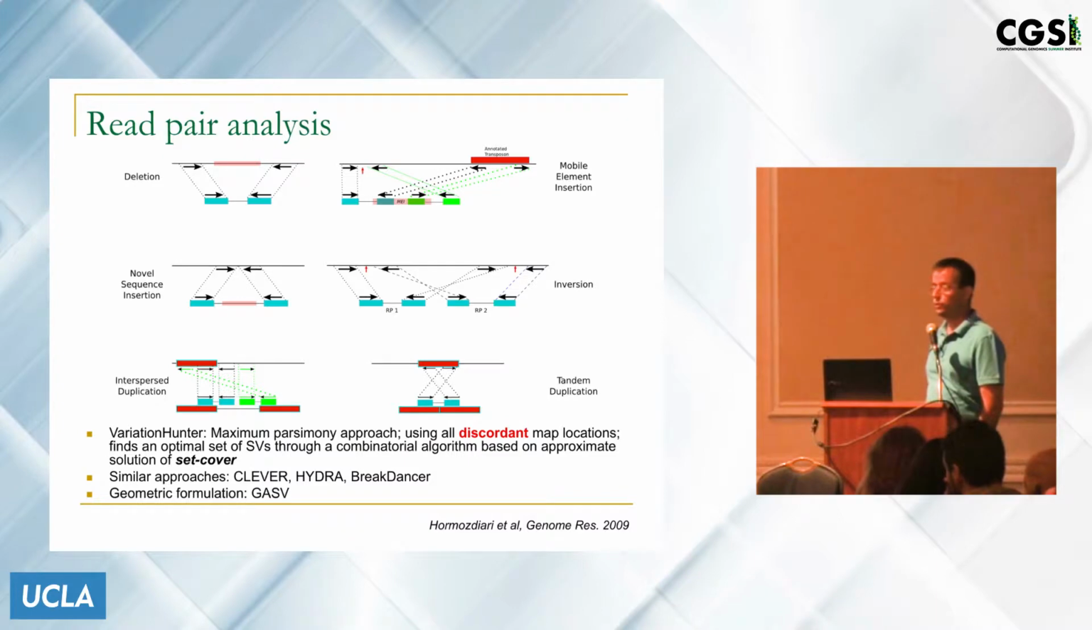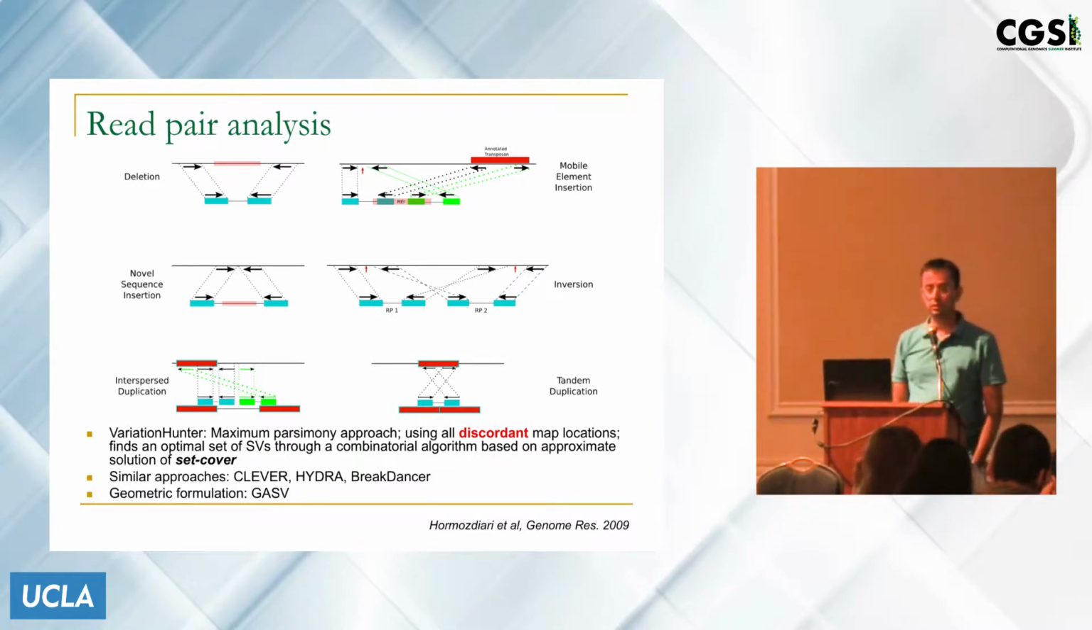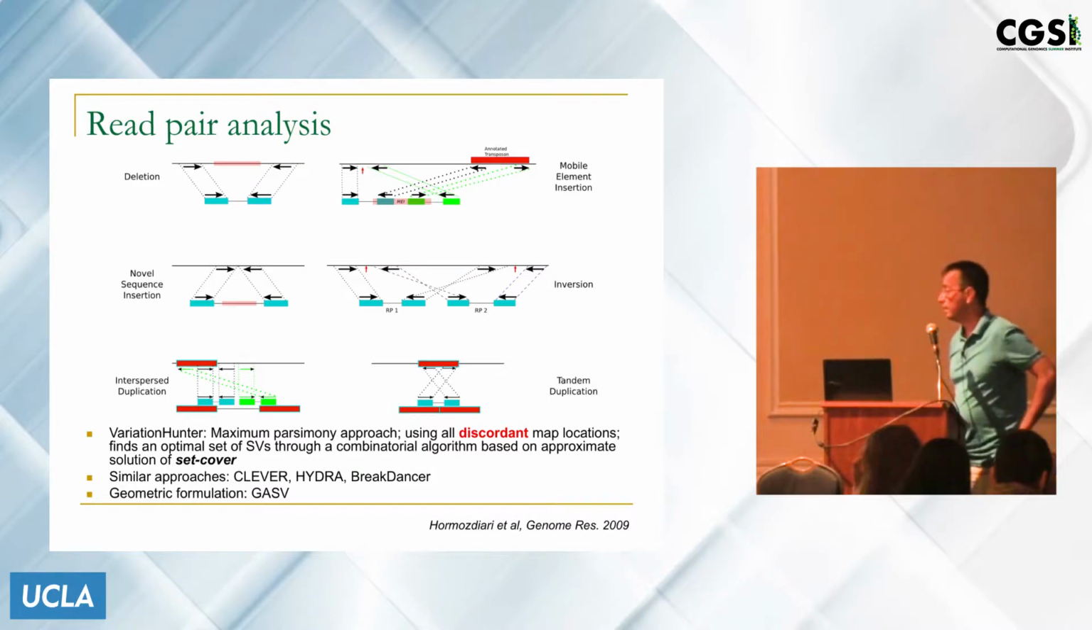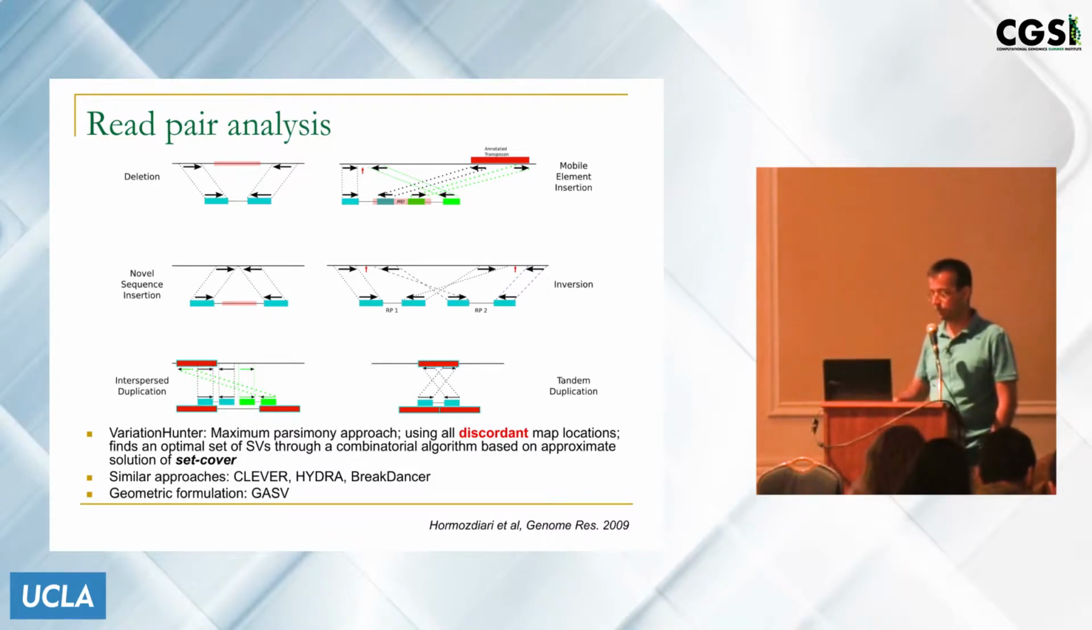We were able to use all map locations, so this uses a multi-mapping alignment tool. Then we clustered those into potential structural variants, and applied an approximate solution to set cover. There are some other similar approaches such as Clever, Hydra, Breakdancer, and also a similar one with a geometric formulation called GASP.